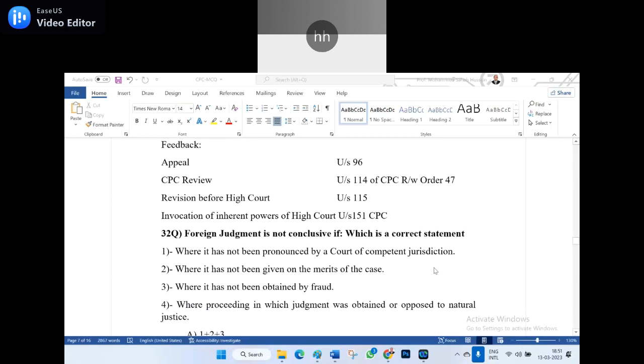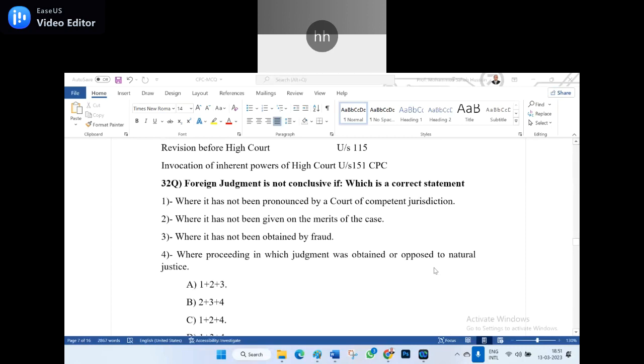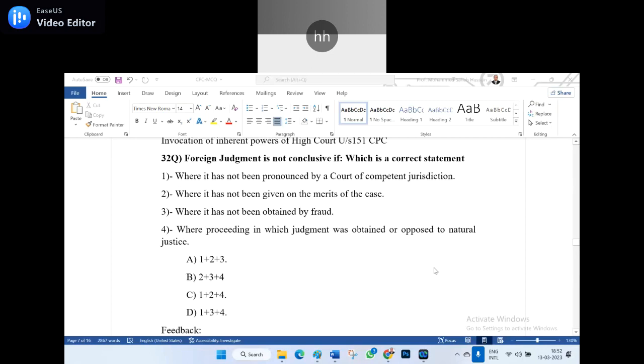Now, next question, 32nd question. Foreign judgment is not conclusive if, which is a correct statement. 1. Where it has not been pronounced by a court of competent jurisdiction. 2. Where it has not been given on the merits of the case. 3. Where it has not been obtained by fraud. 4. Where proceedings in which a judgment was obtained are opposed to natural justice. The options given here are A, 1 plus 2 plus 3, B, 2 plus 3 plus 4, C, 1 plus 2 plus 4, D, 1 plus 3 plus 4. I said correct statement.